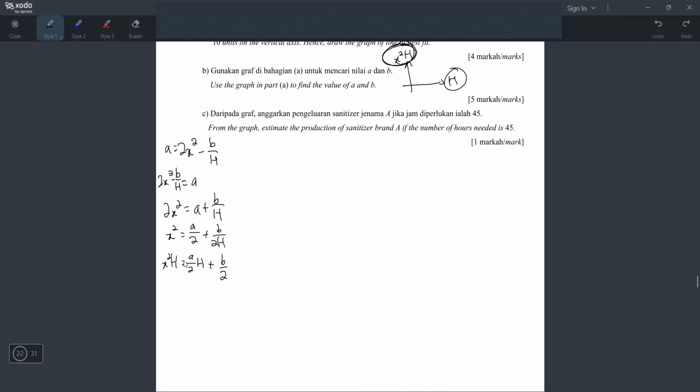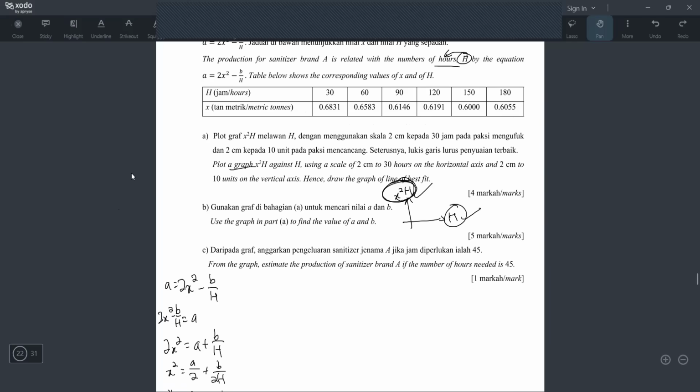So now this is linear form. It's already so nice. So y equals to mx plus c. So the y-axis is x square h, correct. The x-axis is h, correct. It means what is your gradient? Your gradient will be a over 2. And then what is your y-intercept? It will be b over 2, right? And you will need this later to do b. Because for b, they ask to find a and b, right?